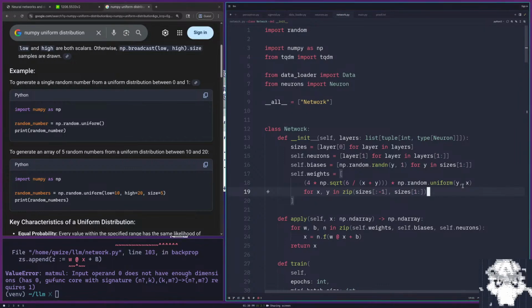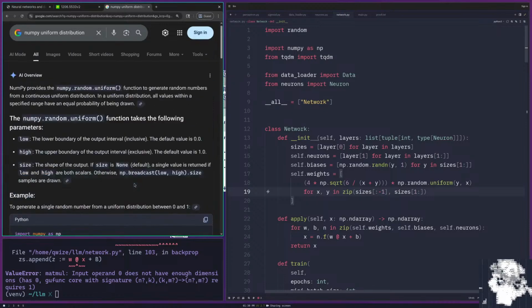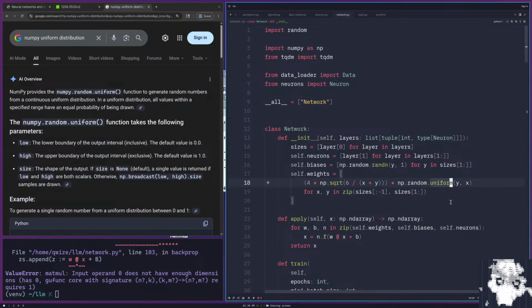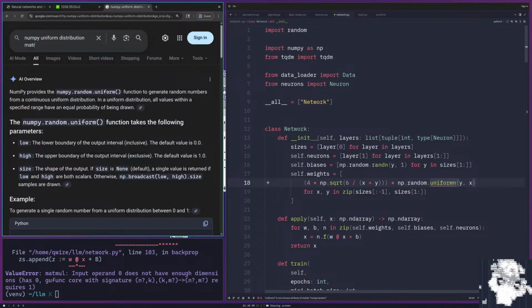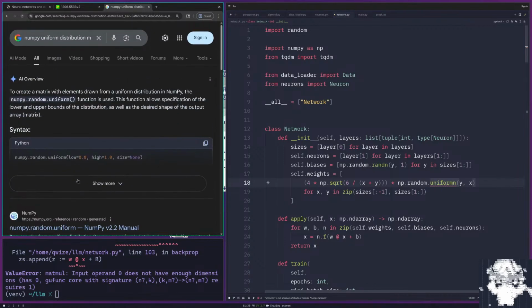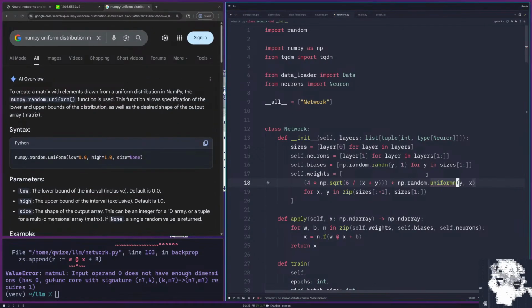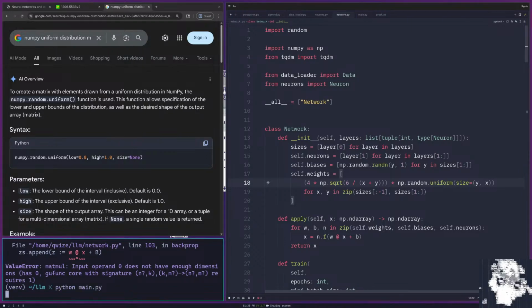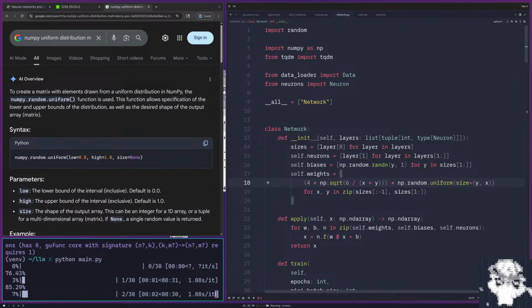Oh, this isn't a shape. So we did randn before. Is there uniform n? Uniform distribution matrix. You can do size equals. Okay, and that sucks.